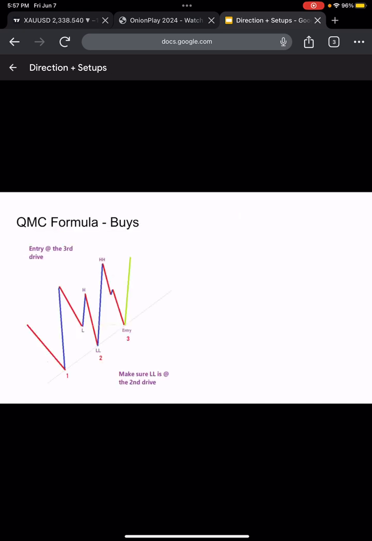And then you have the QMC formula buy. So essentially it's a continuation pattern. The entry is at the third drive, which is basically the third point of the trend line. So the lower low is at the second drive. If you have the pattern, this is what it looks like. You have the low, high, lower low, higher high. And then you just find, basically the first point and the second point has to be the lower low. And then you enter at the third point, which would be the left shoulder of the pattern, right?